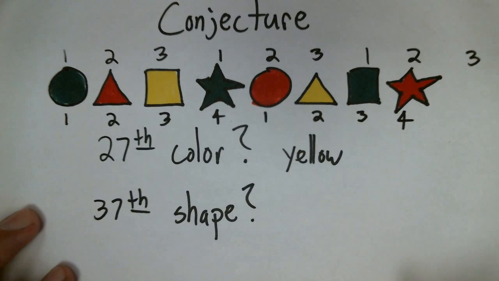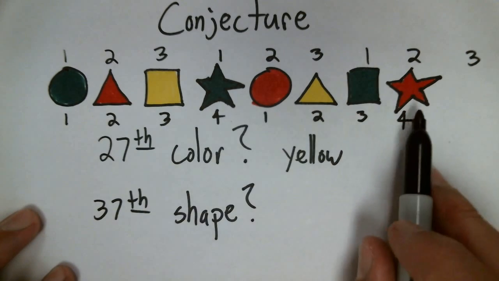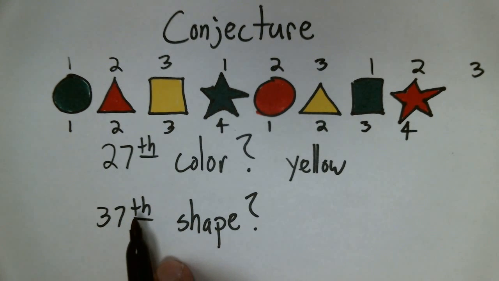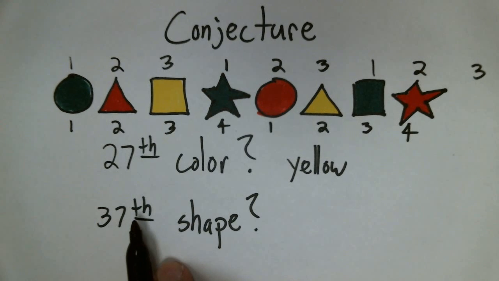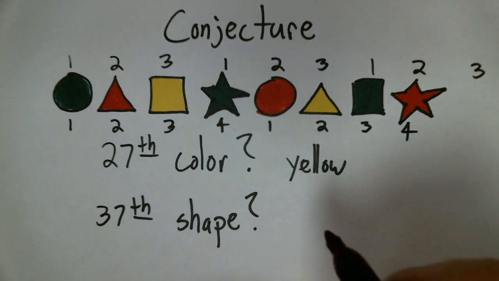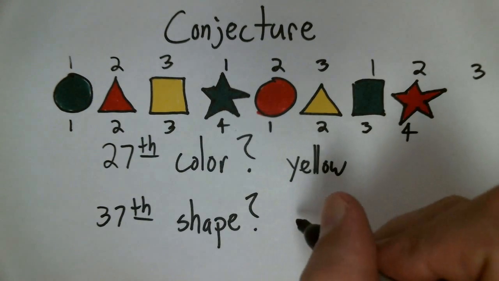Okay. So now I got to ask the question, does 4 divide into 37? Because every fourth one is a star. So if it divides evenly, I say, oh, it's just a star. But it doesn't. 4 doesn't go into 37. So now I'm thinking, let me see if I can find a number that is really close to 37 that is divisible by 4, and then go from there. So instead of using 37, let's go with 36.